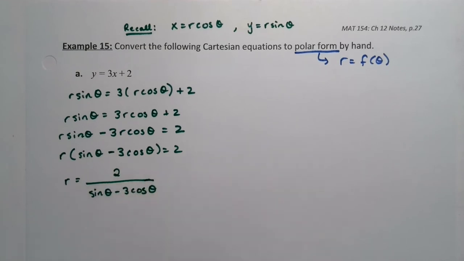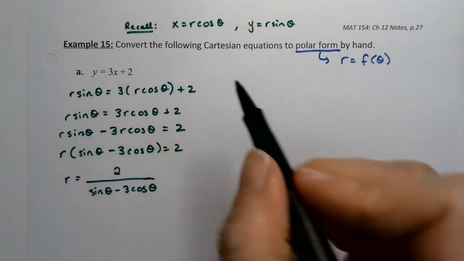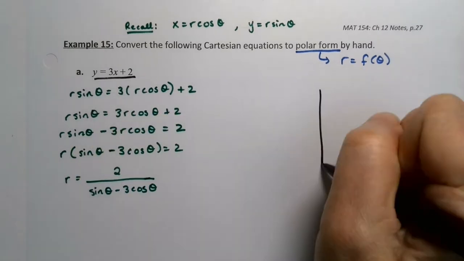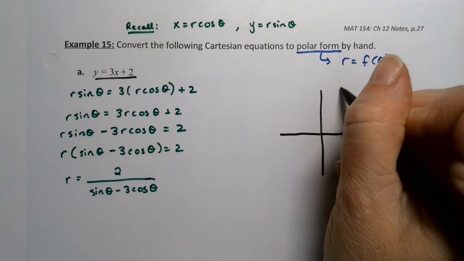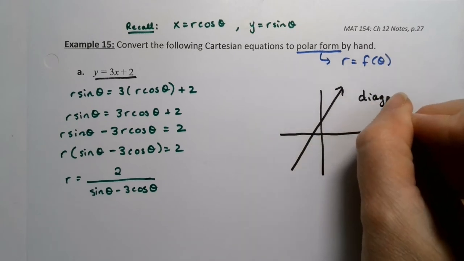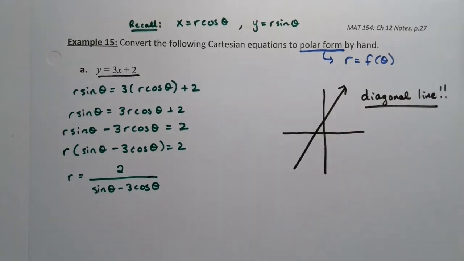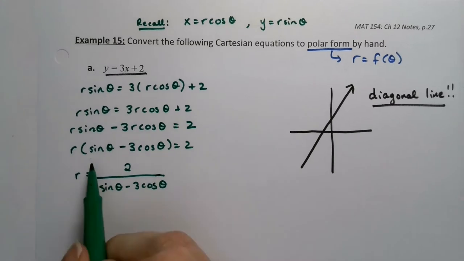Now, we already know what this graph looks like. We knew it when we looked at it. It's a diagonal line, right? It's a diagonal line of slope 3 with a y-intercept of 2, right? So we can graph it. It'll look like this. So a simple diagonal line in Cartesian coordinate system is a kind of interesting function in polar coordinates.